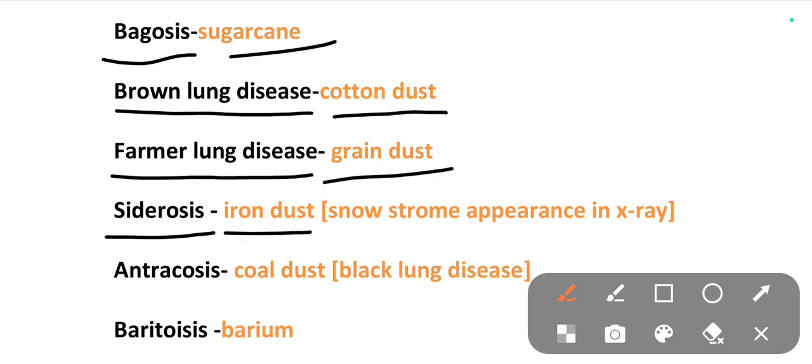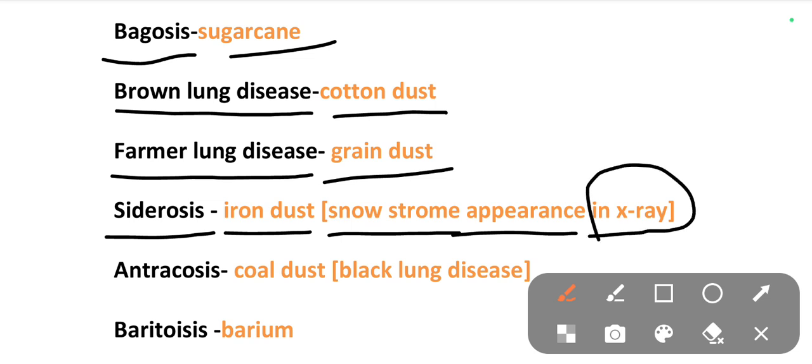And also snowstorm appearance we can see in the chest X-ray. Okay, snowstorm appearance in the chest X-ray in the condition of siderosis. So siderosis is due to the iron dust. And the next one is anthracosis. It is due to coal dust, and it is also known as black lung disease.